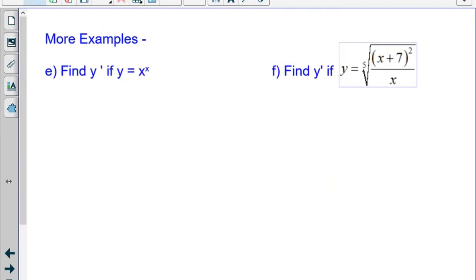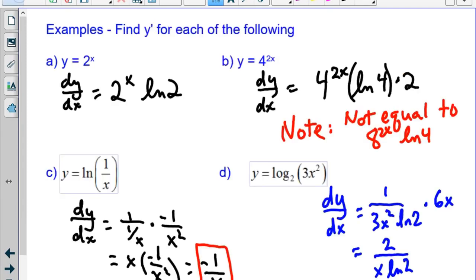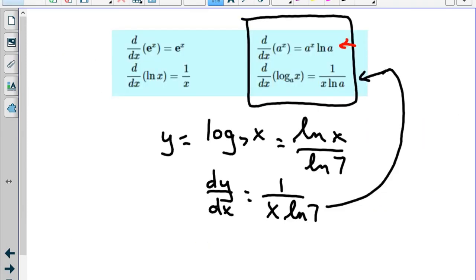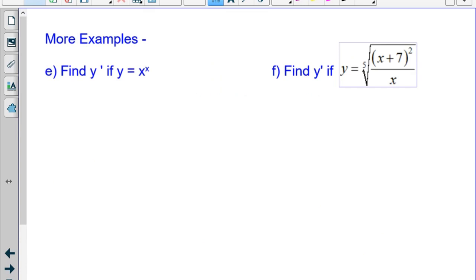Okay, now E and F, I kind of want to do with you because these require a little bit of trickery, so to speak. So if we want to find dy/dx when y equals x to the x, if we have a variable in the base and a variable in the exponent, that becomes a lot trickier. So the trick, back when we were doing this one a couple of problems ago, was to take the natural log of both sides of the equation. That actually becomes a highly valuable way to get some derivatives.